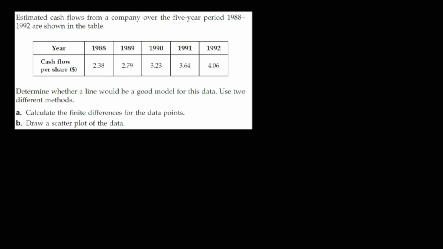So in this example, we'll use finite differences to determine whether a line would be a good model for this data. The estimated cash flows from a company over the 5-year period 1988 to 1992 are shown in this table. So we have our years and we have our cash flow. What we're going to do is determine whether a line would be a good model for this data using different methods. One, calculate the finite differences for the data points and then draw a scatter plot of the data. To find the finite differences, we just need to find the difference between each successive y entry.